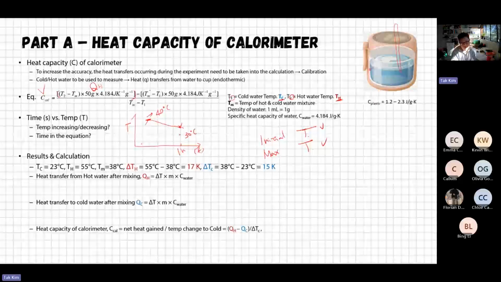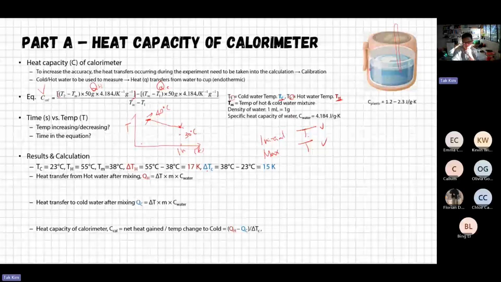And then the other one, in the other square bracket, will be heat transfer from cold or mixed water to cold water. So we're going to calculate these separately, and then use these values in this equation. So I made a series of numbers.